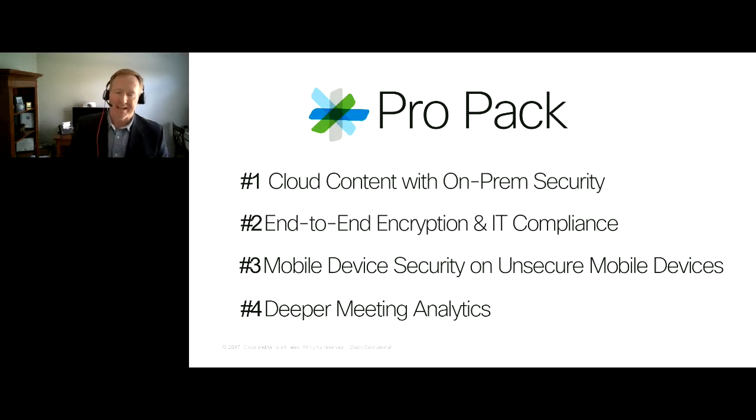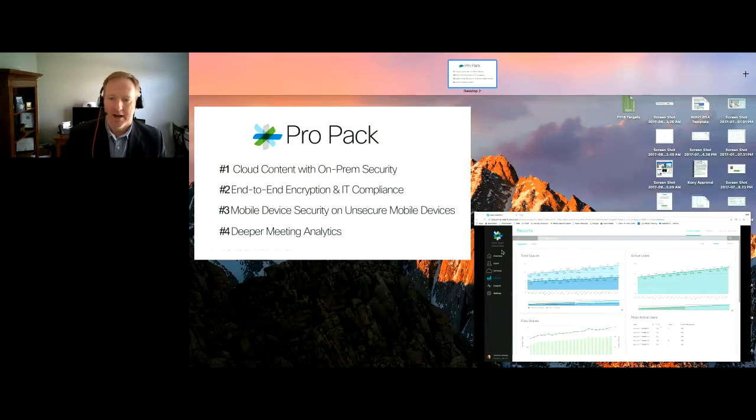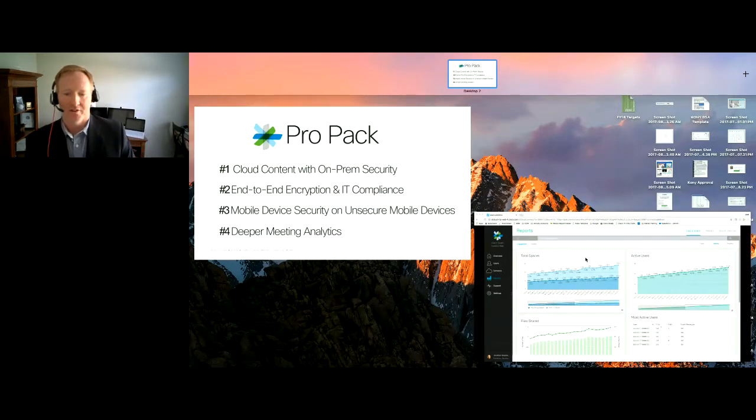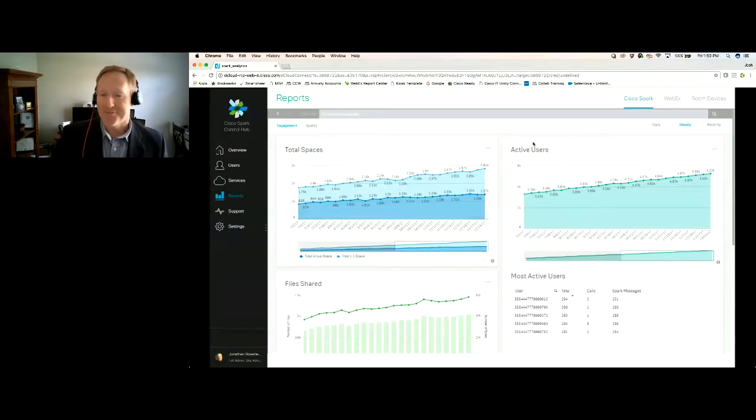And then ultimately, what we're going to take a deeper dive in today is number four, which is the deeper meeting analytics capabilities of the Pro Pack that allow us to identify and troubleshoot challenges as they may occur. So let's take a look at what the platform looks like. As we load this up, you'll see that there are some delays in this platform. I am accessing this from a remote desktop, so you'll see it's a little slower than normal.